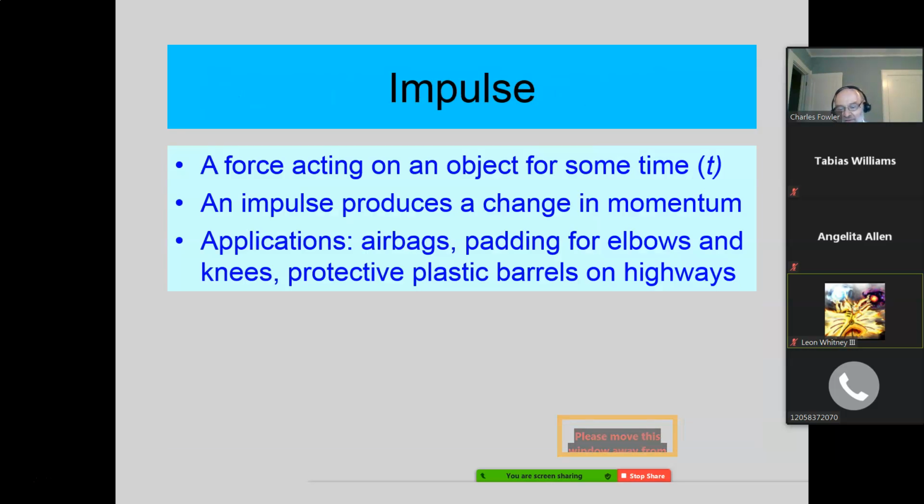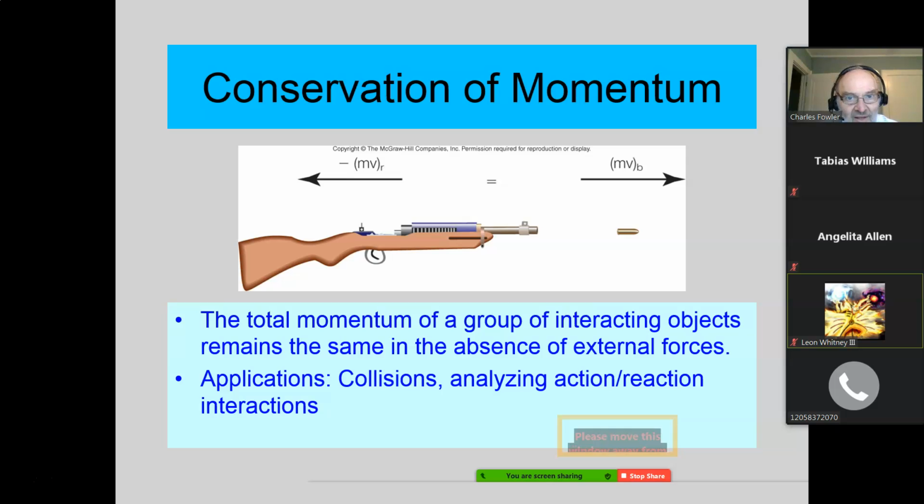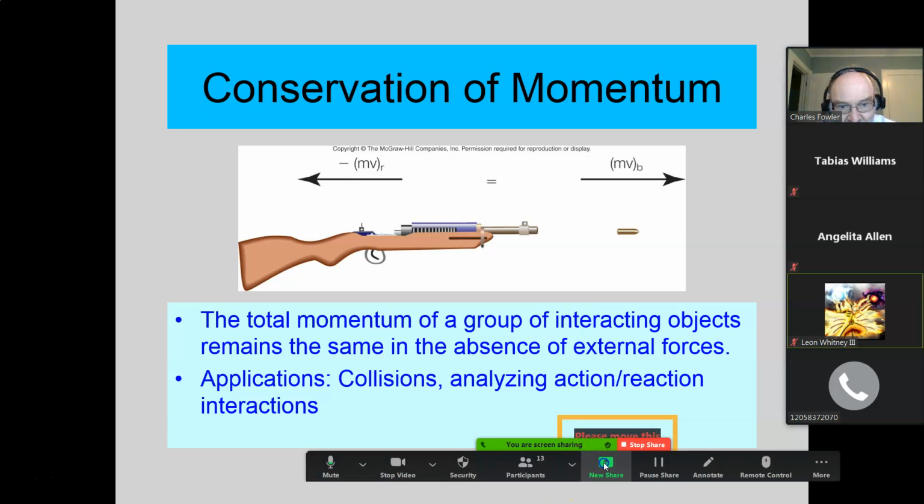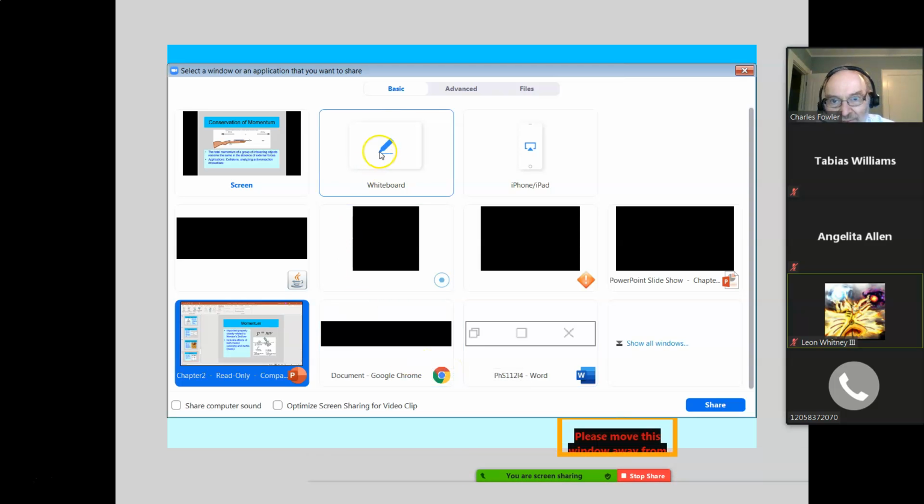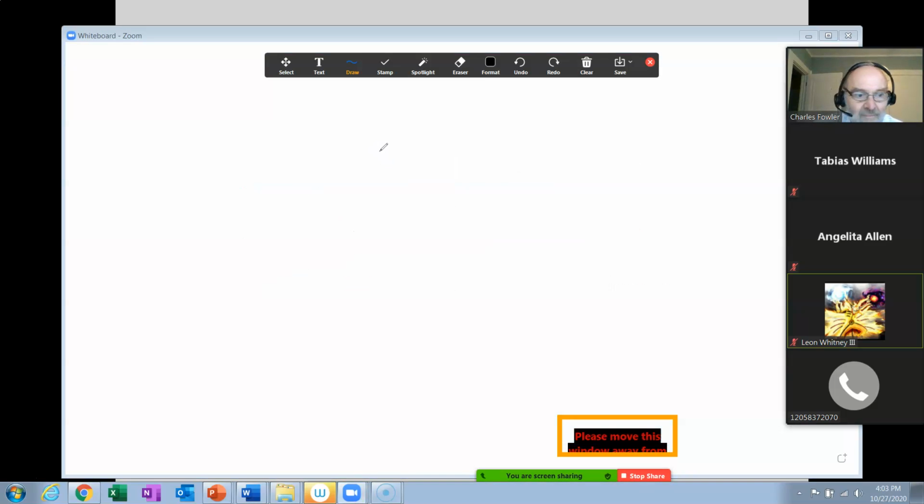Okay. Now let's turn the page to impulse. But before we get to impulse, there are a couple of examples. So let's do the examples under conservation of momentum. What I think I'll do is go to the whiteboard and do it there. Okay. Let me get my pad here. There it is. I couldn't find my stylus. Okay, example 2-14, page 48.